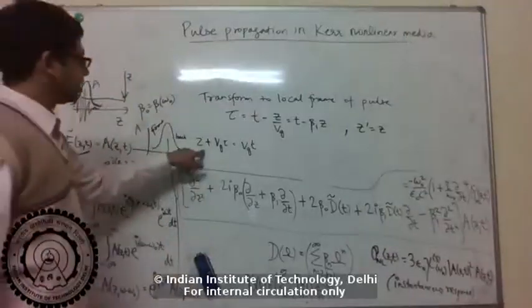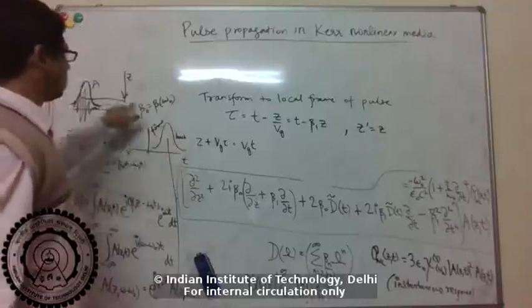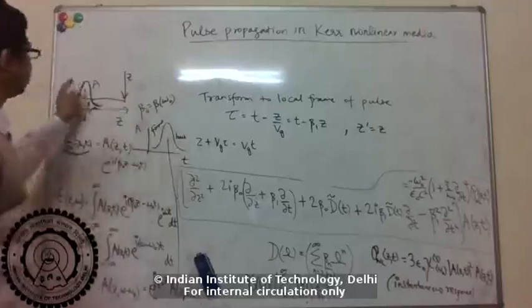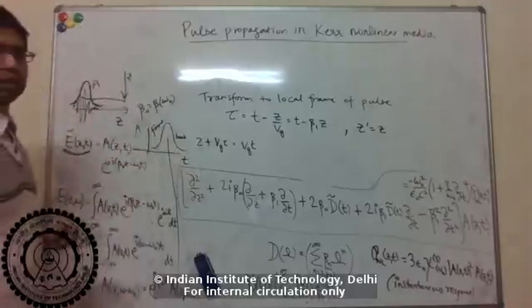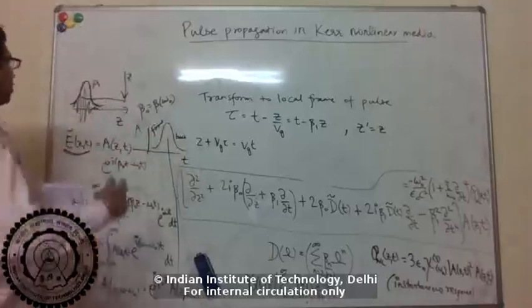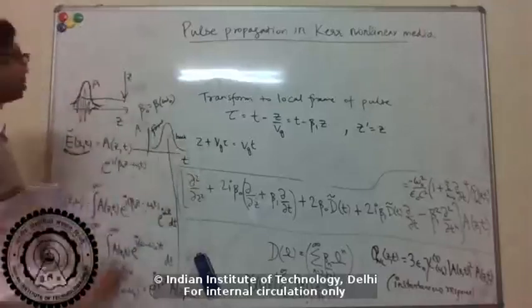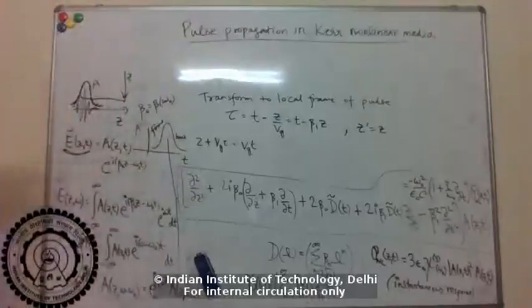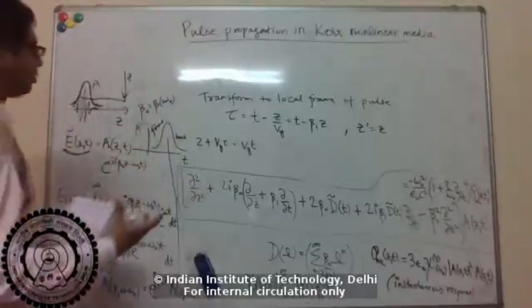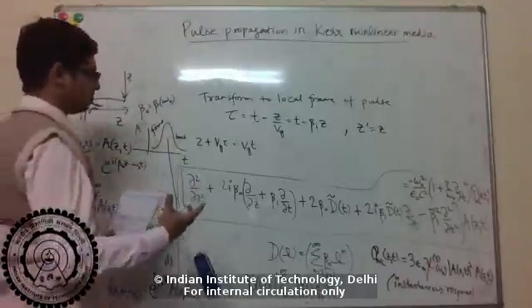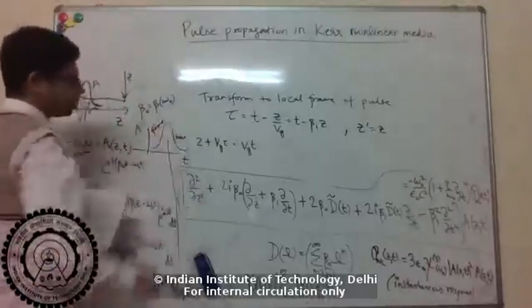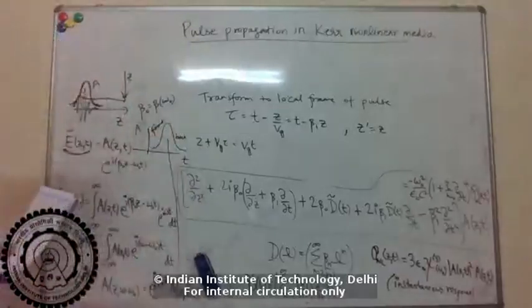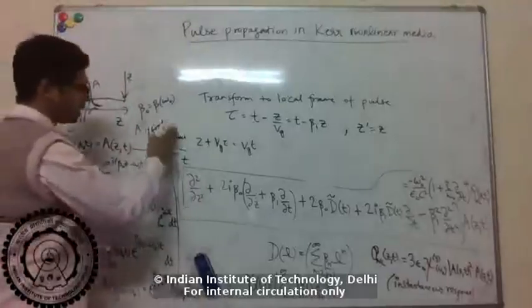But now what I'm saying is, I go to a frame which is moving with the pulse. So I don't see the pulse moving at all. I'm moving with the pulse, and I have a counter which is counting time with respect to the center of the pulse.